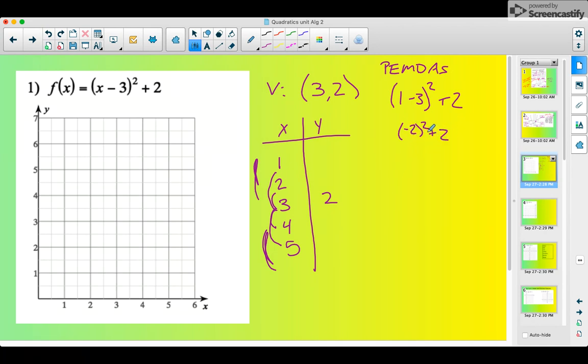Now, any number squared is automatically a positive. So even though this has a negative, it does end up going away because it's inside the parentheses. So negative 2 times negative 2 is 4, plus 2, which gives me 6.